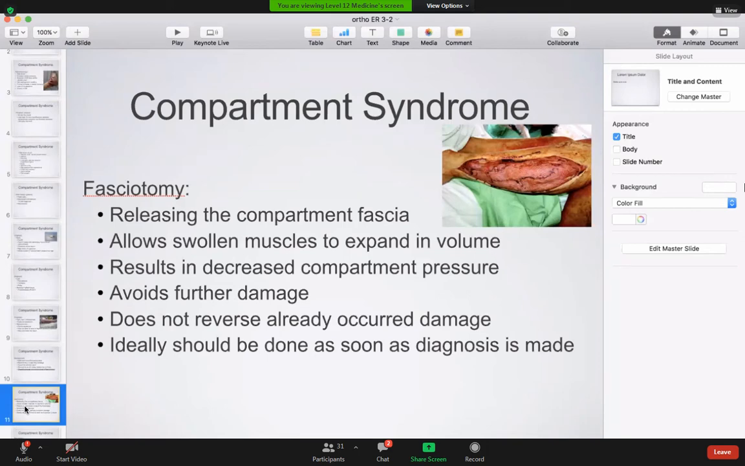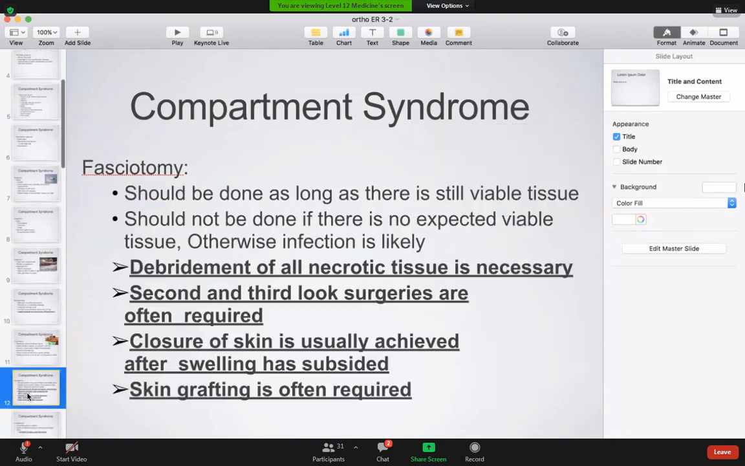So fasciotomy, you release the compartment fascia, you allow swelling of the muscles to expand in volume. That will decrease the compartment pressure. This will avoid further damage. It does not reverse already occurred damage, however, it helps in decompressing the intracompartmental pressure. And this should be done, as we mentioned, as soon as you diagnose the patient with compartment syndrome.